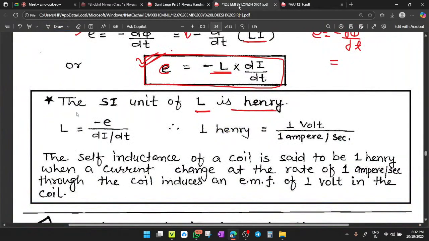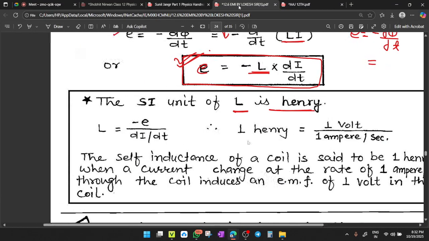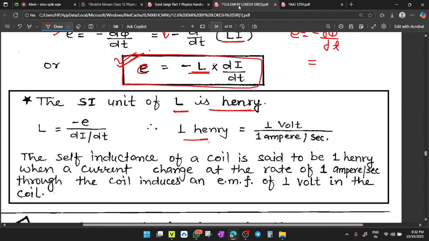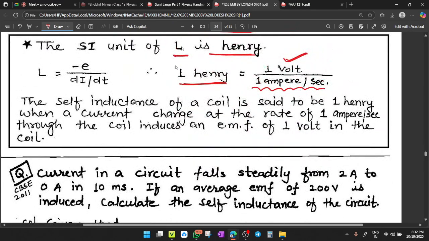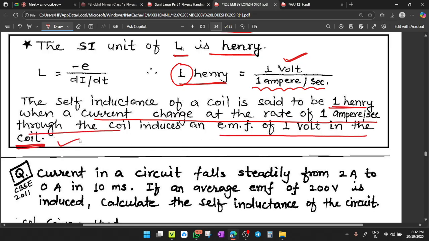Now, come to the definition. The SI unit of L is Henry. L equals E upon di by dt. So 1 Henry develops when a current changing at the rate of 1 ampere per second induces an EMF of 1 volt. The self-inductance of a coil is said to be 1 Henry when a current changing at a rate of 1 ampere per second through the coil induces an EMF of 1 volt in the coil. So in this situation, your inductance is said to be 1 Henry.